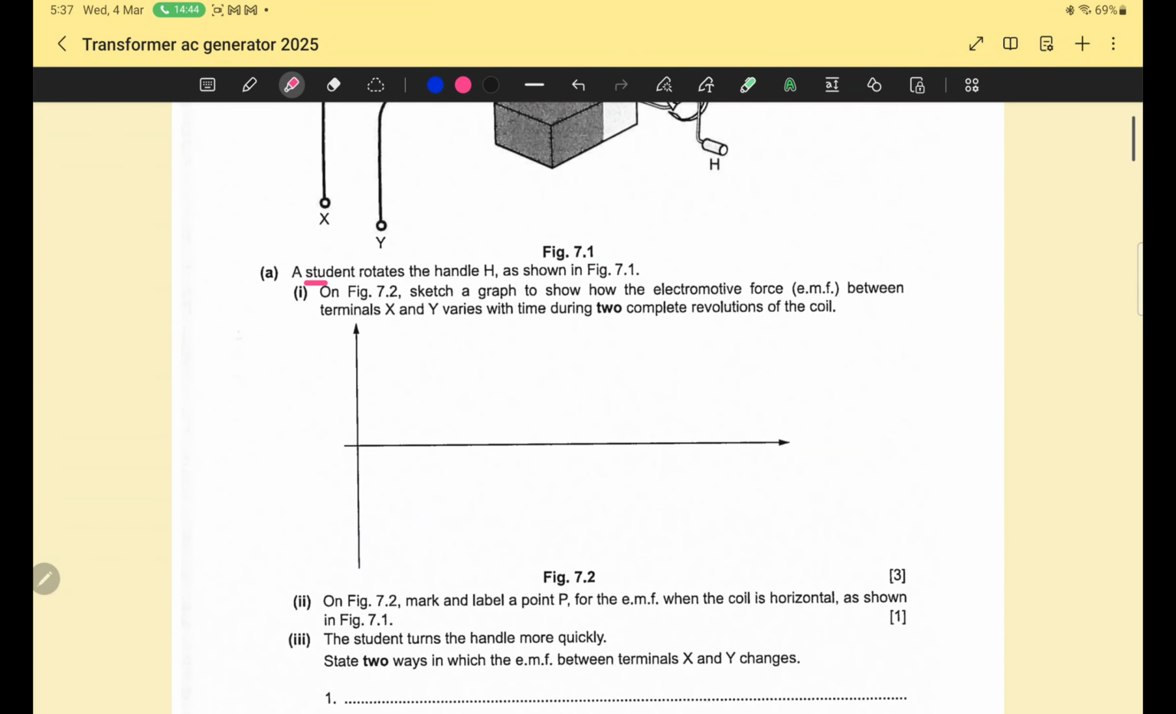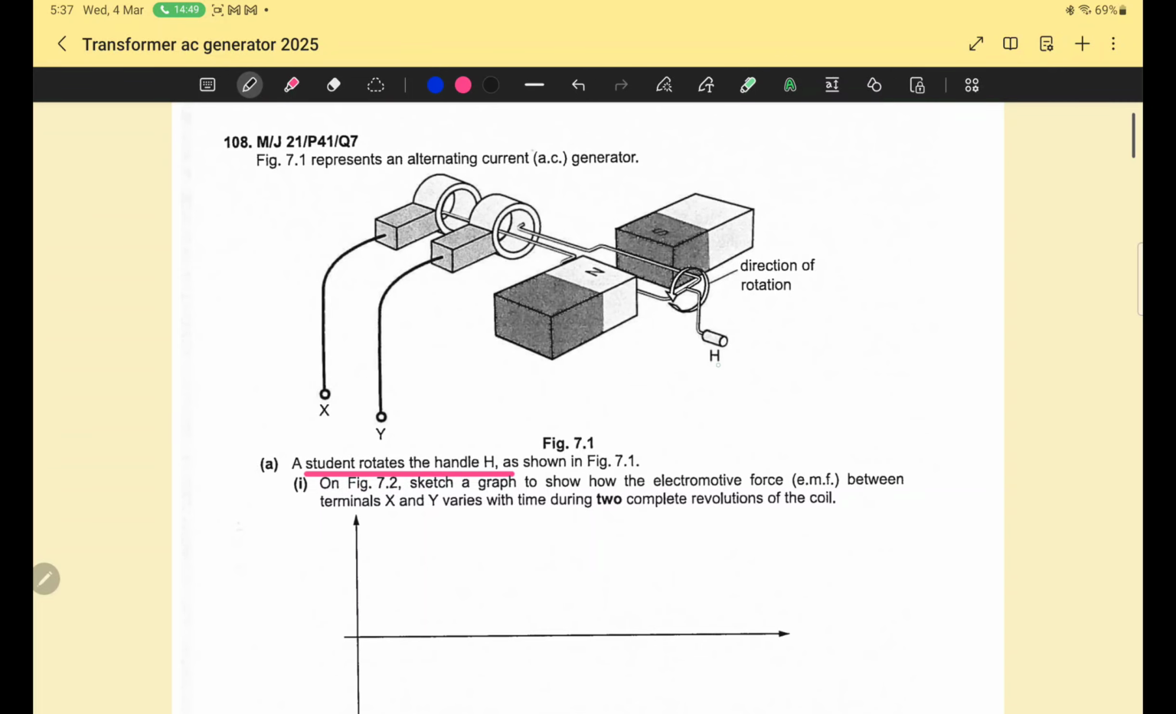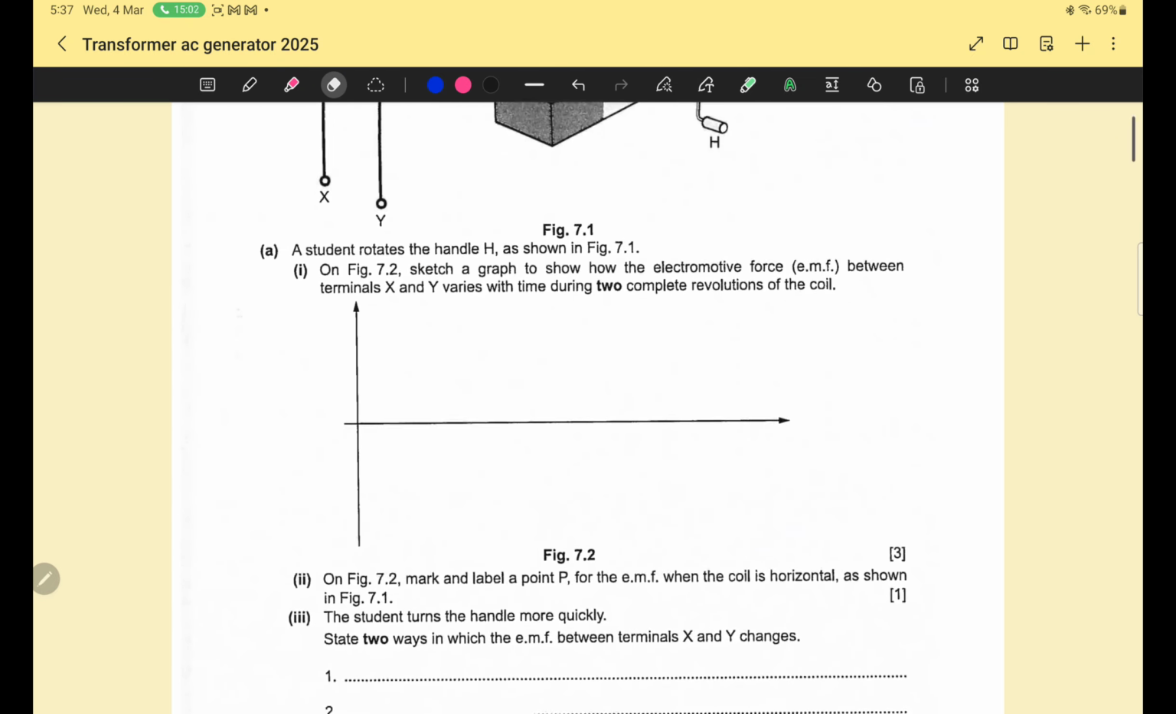Now the question is, a student is rotating the handle. This is the handle. And a student is rotating this handle. And obviously, when the handle is rotated, the coil will turn in the magnetic field. And now the question is, sketch a graph to show how EMF between the terminals X and Y varies with time during two complete revolutions of the coil.